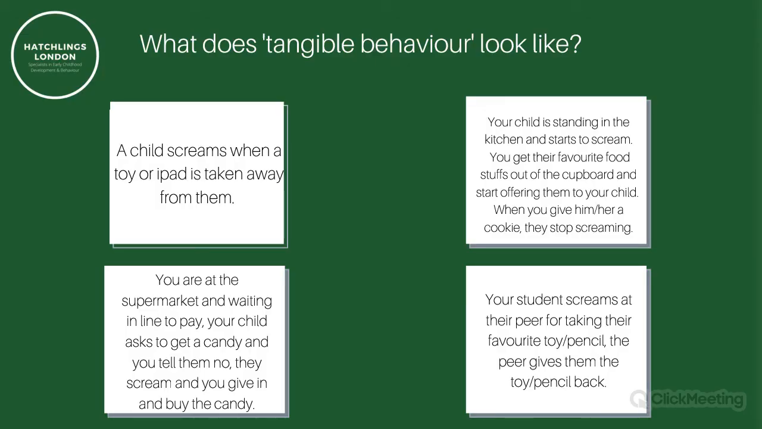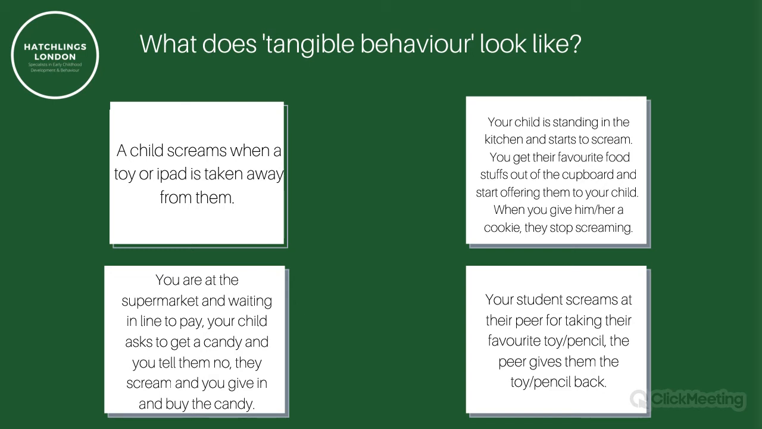So what does tangible behavior look like? We've laid out 4 different examples of how it might look. As a teacher, I think we see this quite often in classrooms, but we equally see these in homes all the time with children. So the first example we put is a child screams when a toy or iPad is taken away from them.